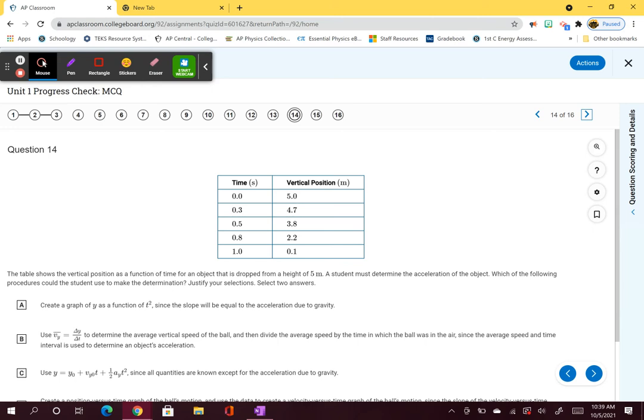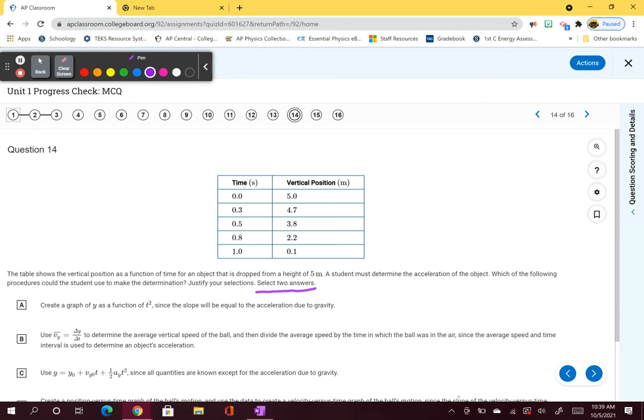Okay, so we have a table that's time and vertical position. The table shows the vertical position as a function of time for the object that is dropped from height 5 meters. A student must determine the acceleration of the object. Which of the following procedures could the student use to make the determination? Justify your selections, and then it says select 2. So there are 2 correct answers in this mix.